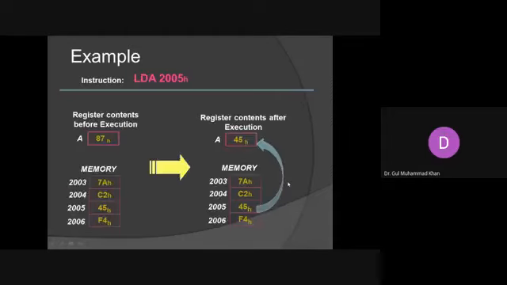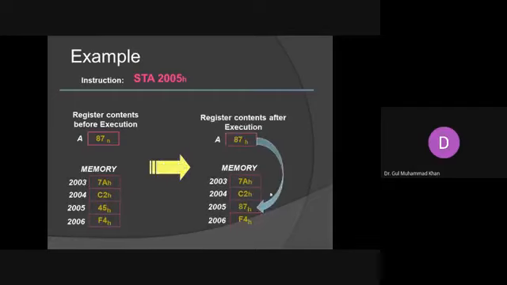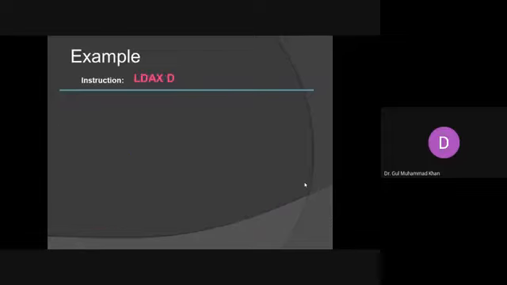In the previous one, this was loading. The accumulator was actually loaded from this memory location. So in case of storing, the contents of accumulator is actually transferred to this particular memory location. So that's the fundamental difference between LDA and STA.